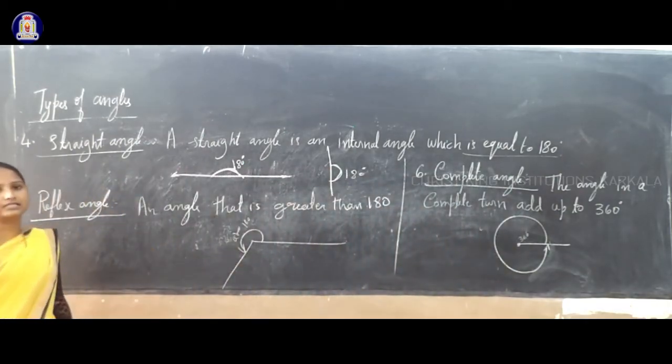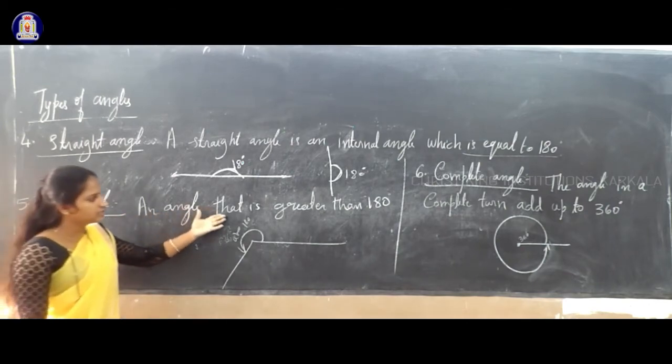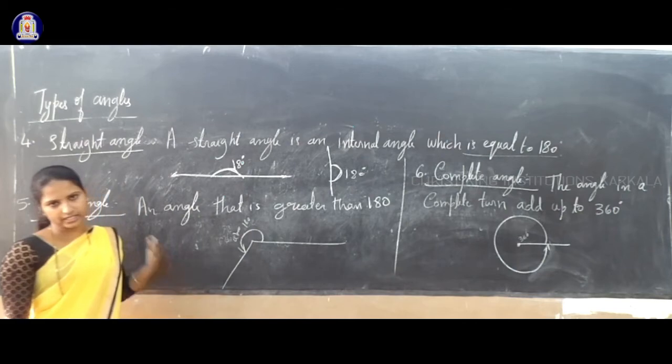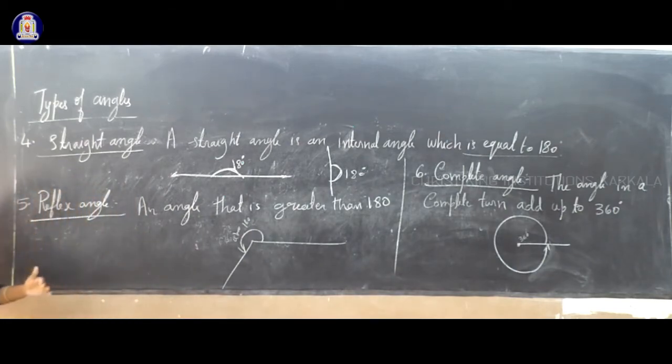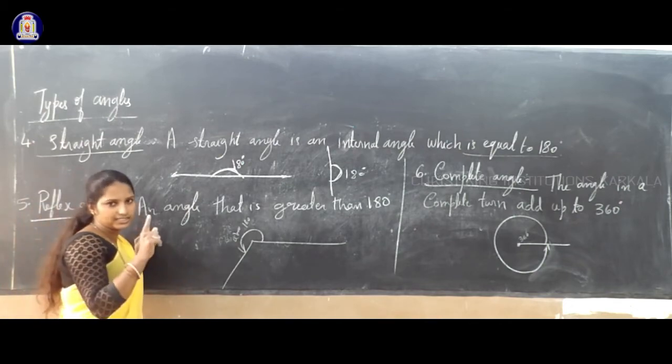Next is the reflex angle. A reflex angle means an angle that is greater than 180. Greater than 180 means 190, 200, 250. Clear? And below 360.